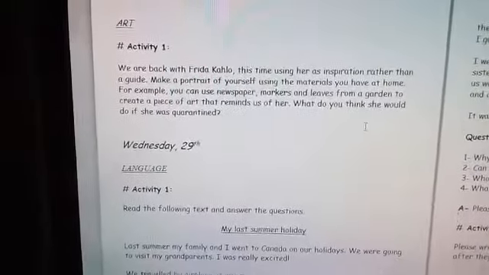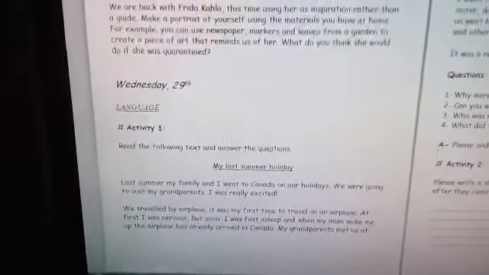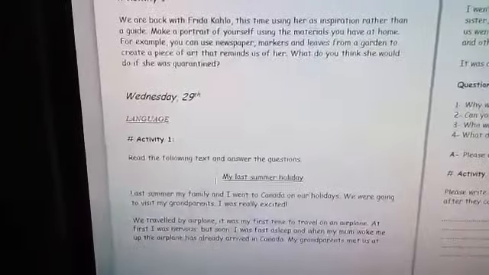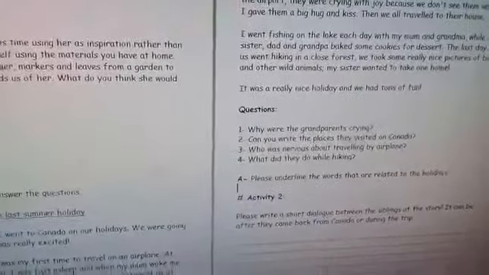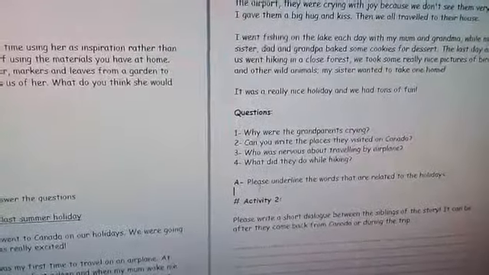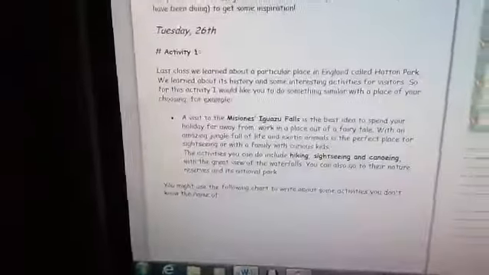Okay, for Wednesday, for language, you have a short text about a boy that visited Canada. It's really short. Some comprehension questions. Why were the grandparents crying? Can you write the places they visited? And underline the words that are related to the holidays. You have this to help you and the text.